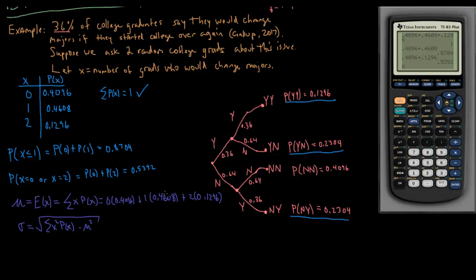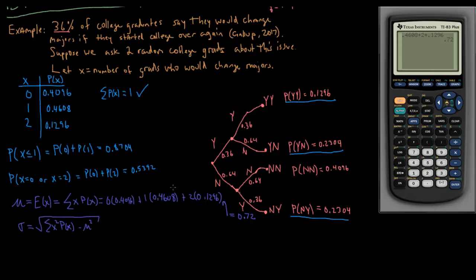1 times anything is just that anything. So if we want to do the arithmetic here, this simplifies to just saying 0.4608 plus 2 times 0.1296, and so we get 0.72 is the mean. I ran out of room here. Mu equals 0.72. Okay? So there is the mean.